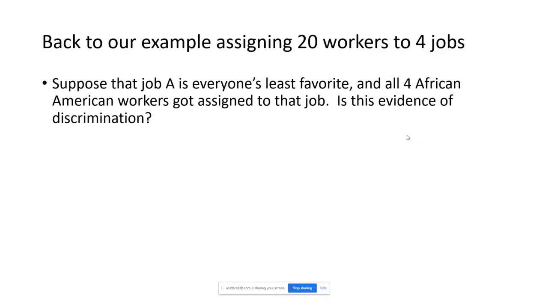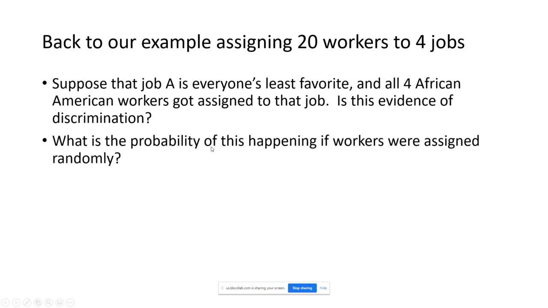Let's come back to our example assigning 20 workers to 4 jobs. Let's suppose that job A is everyone's least favorite. And all the workers who are African American, all 4 of the African American workers who work at this one small company, happen to get assigned to that job. Is that evidence of discrimination? In other words, what's the probability of this happening if the workers were assigned randomly?